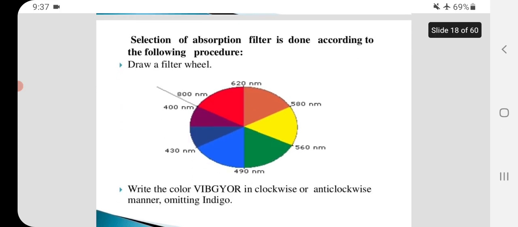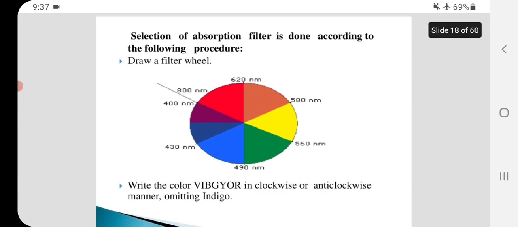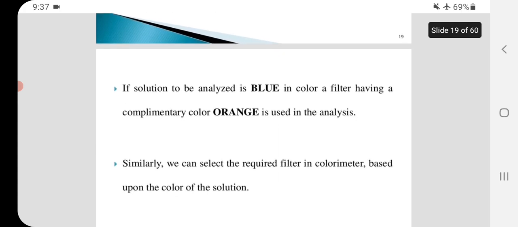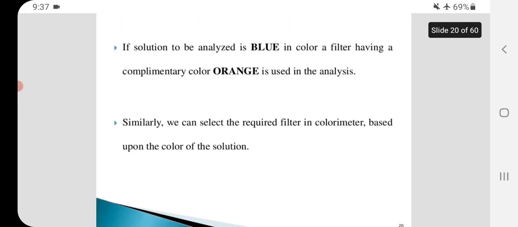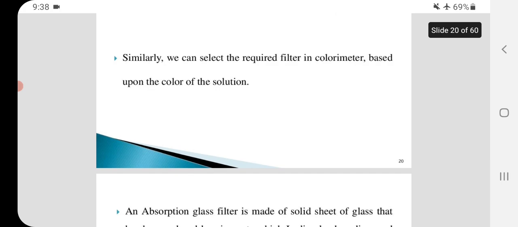This is the diagram of visible light. Selection of absorption filter is done according to the following procedure. Draw a filter wheel. Write the colors VIBGYOR in clockwise or anti-clockwise manner, omitting indigo. If the solution to be analyzed is blue in color, a filter having a complementary color orange is used in the analysis. Similarly, we can select the required filter in colorimeter based upon the color of solution.